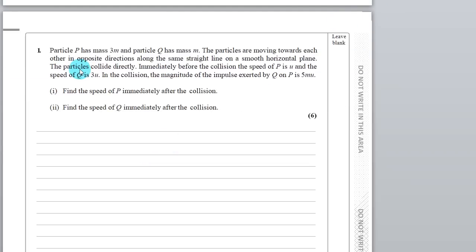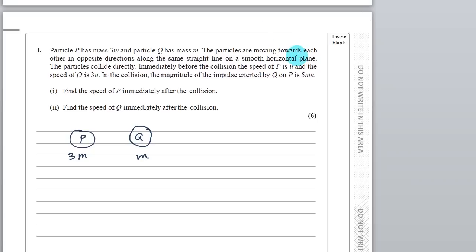The particle B has a mass 3m. So we have here particle B, which has mass 3m, and the particle Q has mass equal to m.